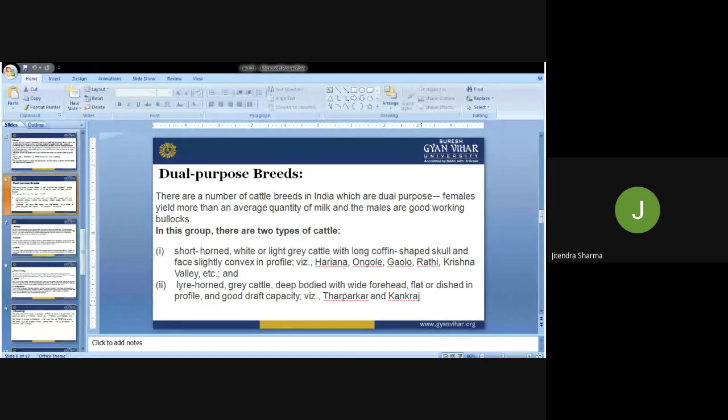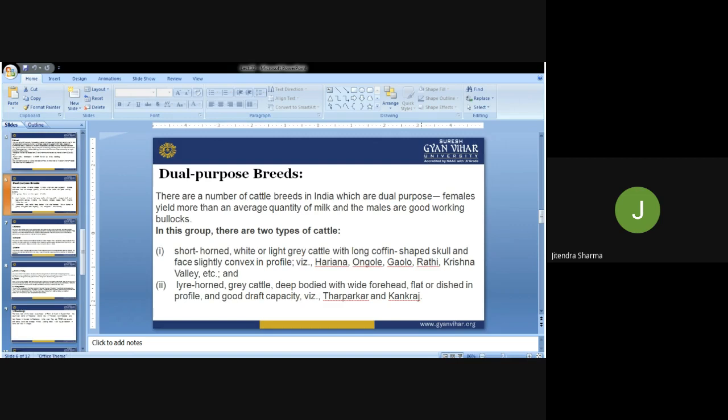So now the discussion is on the dual purpose breeds. There are a few animals that are used for milk production, and their males are also used in various agricultural operations carried out at the farm. In the past, when we didn't have that much mechanization at the grassroots level, these breeds were very useful. But nowadays the males have no use, because almost all agricultural operations are carried out mechanically through tractors and various machines at the farm level.